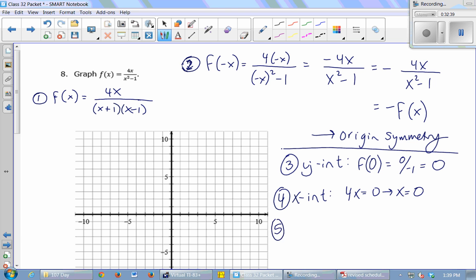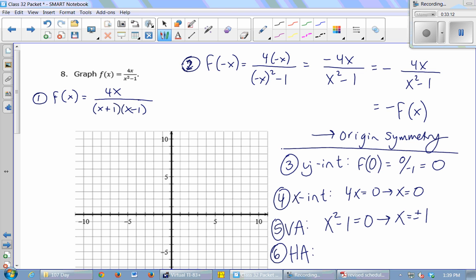Step 5, vertical asymptotes. Those happen when the denominator equals 0. And that happens at what values of x? Plus or minus 1. Step 6, horizontal asymptote. We have to compare the degree of the numerator and the denominator. The denominator is bigger, so where am I going to have an asymptote? Yes, and it's at 0.